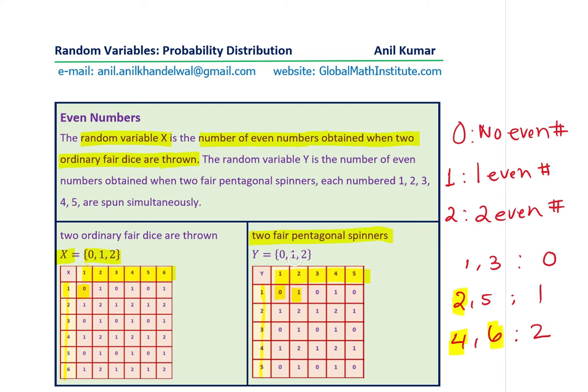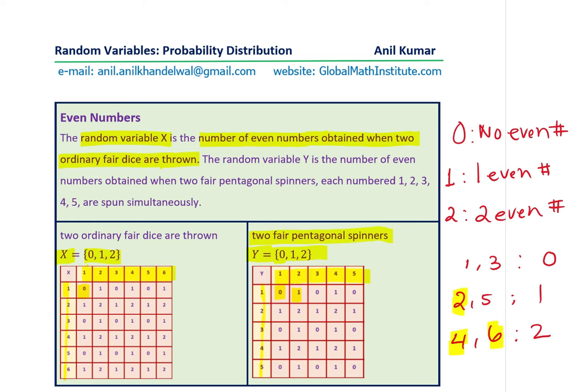And the total numbers possible are 1, 2, or 0, right? None of them is even when you spin. So y also has the values 0, 1, or 2. So we have defined our random variables x and y clearly. Perfect. Now, let's look into the expectations.